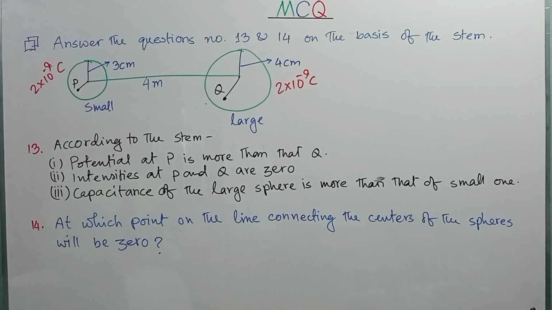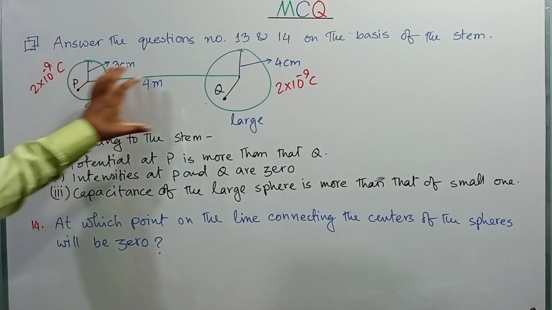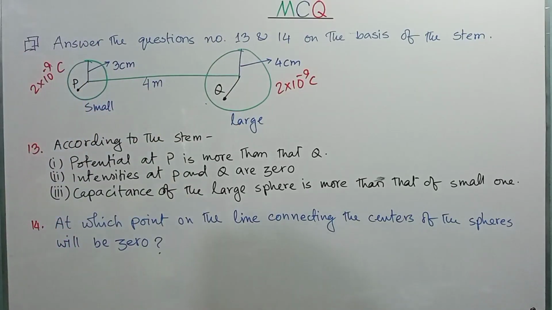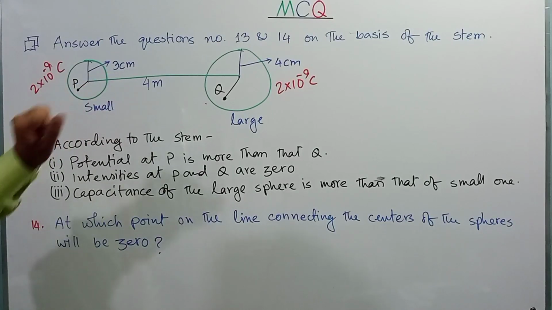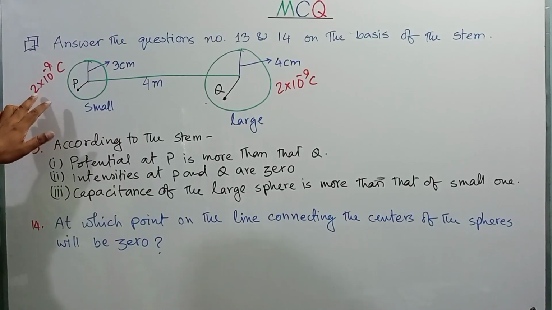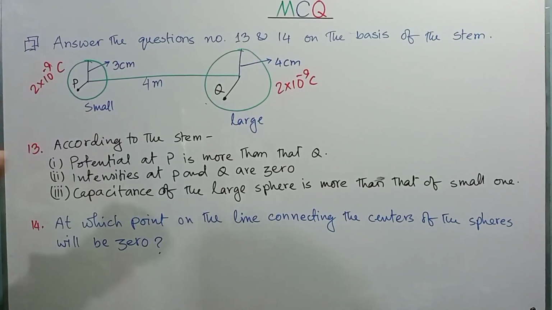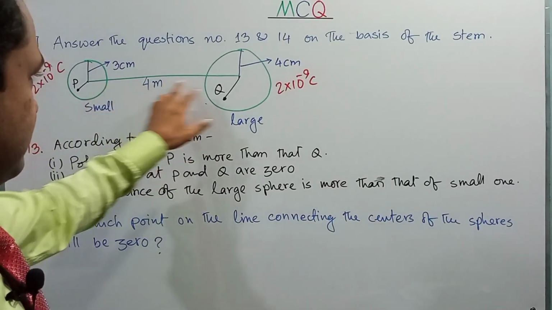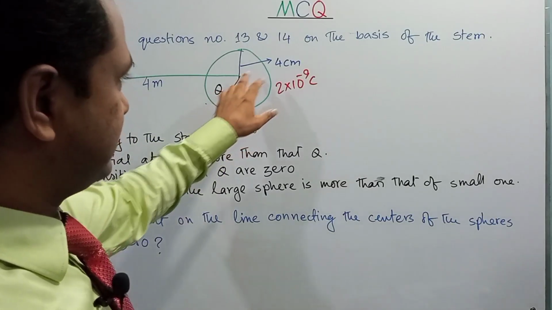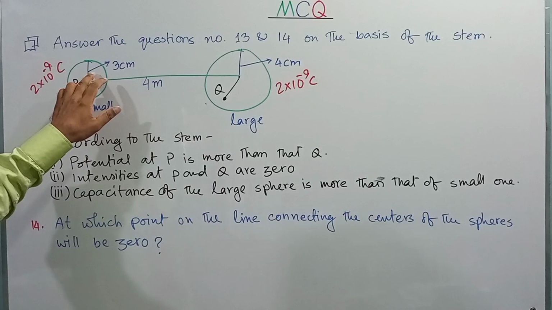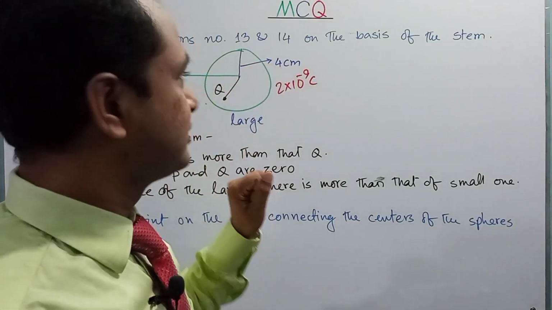In our next question, this is a situation based question. We have to answer the next 2 questions on the basis of this stem, right? Here in the figure they show 2 charged spheres. In the first sphere the radius is 3 centimeter and the amount of charge is 2 into 10 to the power minus 9 coulomb. Here is a point P inside the small sphere. The distance between the 2 centers of the 2 spheres is 4 meter. In the large sphere the radius is 4 centimeter. Here the radius is 3 centimeter and here the radius is 4 centimeter.